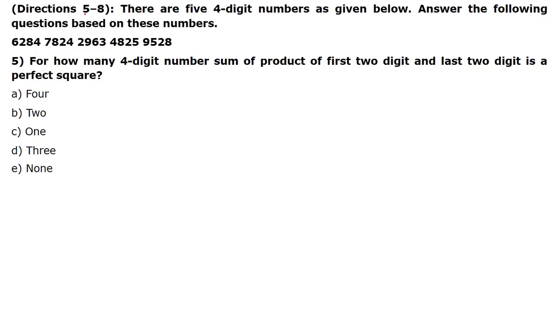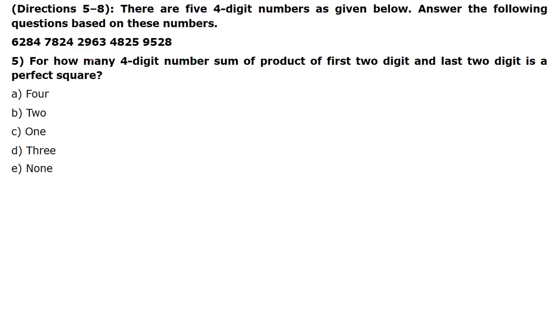Firstly, the directions are given here. We need to go through the directions, and only then will we be able to answer the questions. The directions to answer question number 5 to 8: there are 5 four-digit numbers as given below, the first, the second, the third, the fourth, and the fifth four-digit number. Answer the following questions based on these numbers. Alright, let us do it.